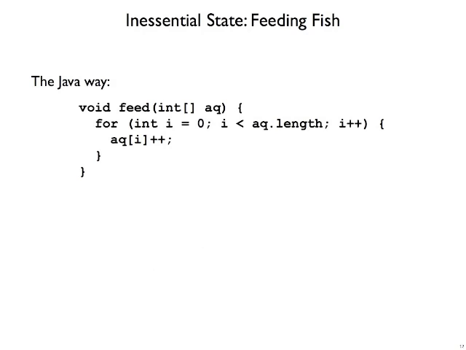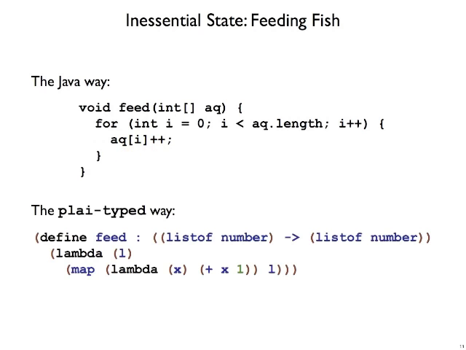Here's another example with a different kind of state. In this case, if you imagine representing an aquarium as a set of fish with integer weights, and you want to feed all the fish, you might represent that aquarium with an array in Java and increment each element of the array to feed the fish. Whereas in PLAI typed, we might use a list or a vector, but when we feed them, most likely we'd use a list and return a brand new list as a result. So again, we wouldn't change the list. This is different from state on variables. It's state on an array.